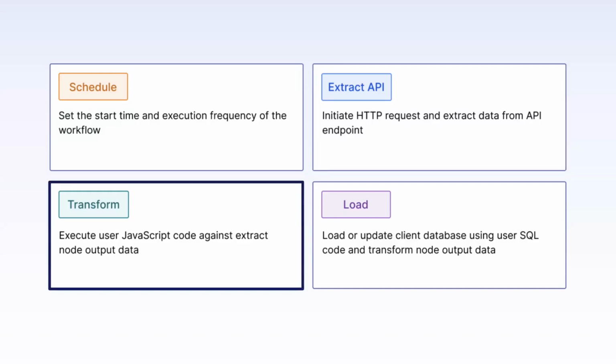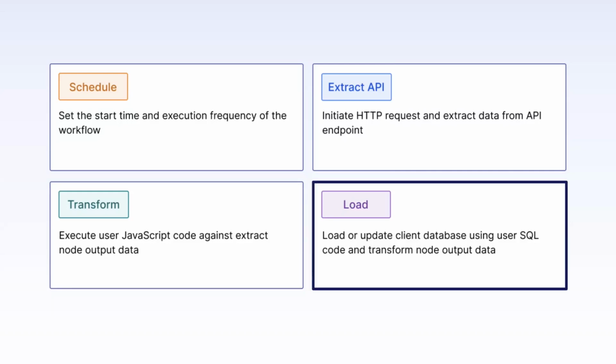The transform node executes user JavaScript code against the previous node's output data and saves the returned data into the database. The load node takes client database connection information and user SQL code as input. When executed, it connects to the client database first and then executes the client SQL code to update or insert into the client database using the data from the previous node. We allow the user to set both a staging load database and a production load database. When a workflow is inactive, we use the staging database. And when a workflow is activated, we automatically switch to the production database.